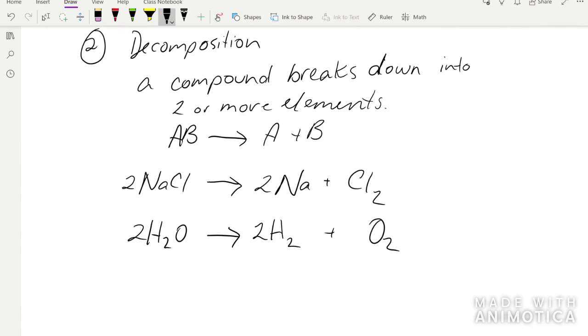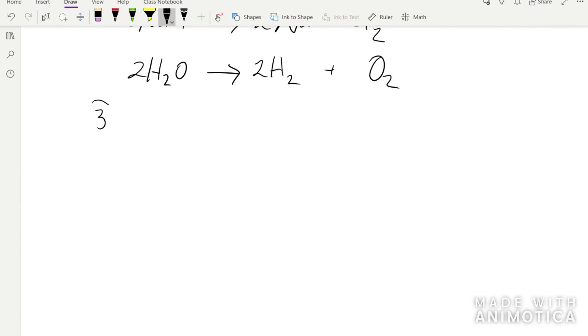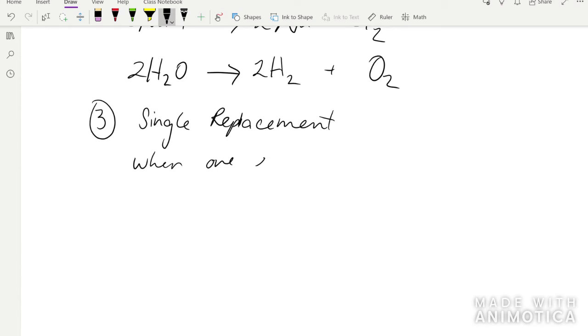The third type that I want to talk to you about this week is called single replacement. So single replacement is when one element from a compound is replaced with a separate element.